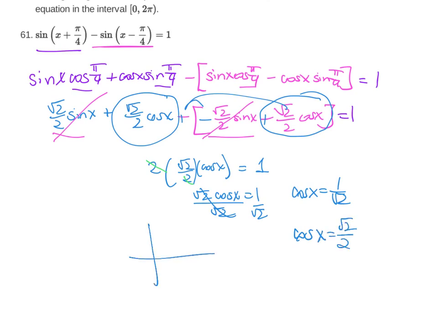So when does cosine of x equal positive root 2 over 2? That's in quadrant 1 and 4. So that would be at pi over 4, and then that would be at 7 pi over 4. Because it's within the interval, we only need to list the two answers, pi over 4 and 7 pi over 4.